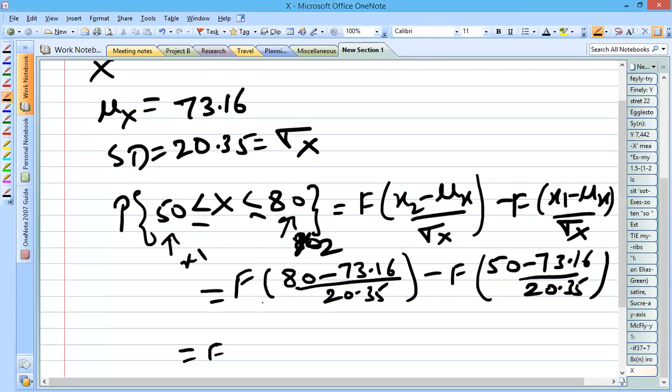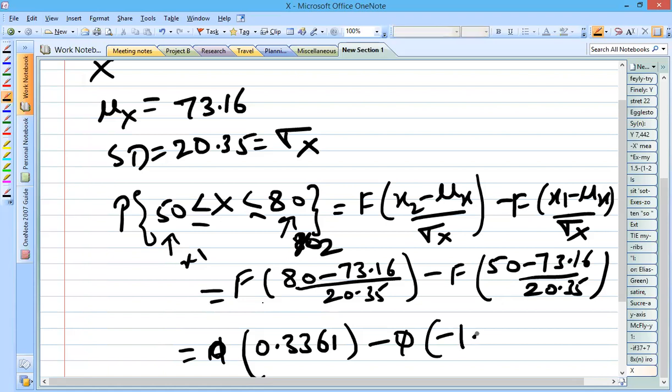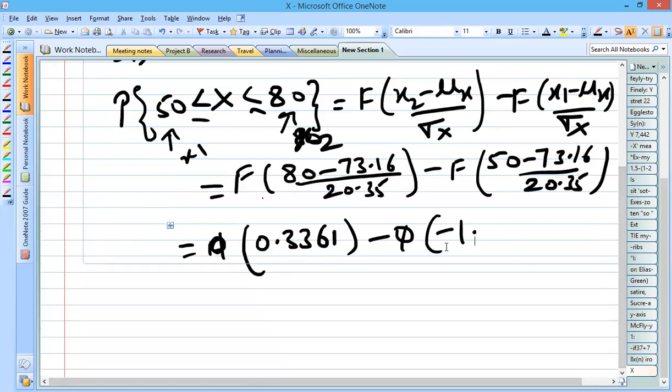Right, F of this can be expressed in terms of phi. So phi of 0.3361, minus phi of minus 1.138. Okay, just write here 1.138.